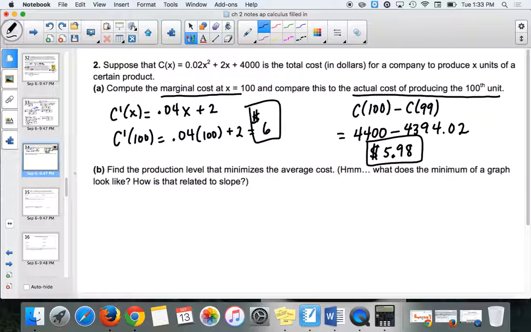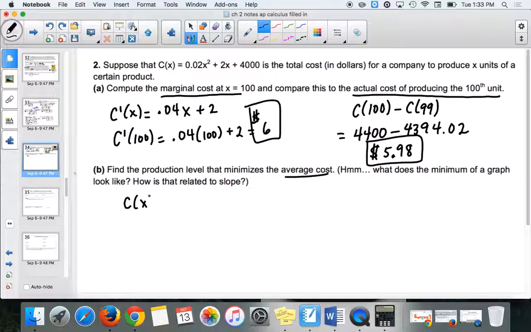All right. So find the production level that minimizes the average cost. What does the minimum of a graph look like? How is that related to slope? So the minimum of any graph, what's the slope? It's 0, right? So we're going to find our average cost, and then we're going to find its derivative and set it equal to 0. So there's a lot going on here.